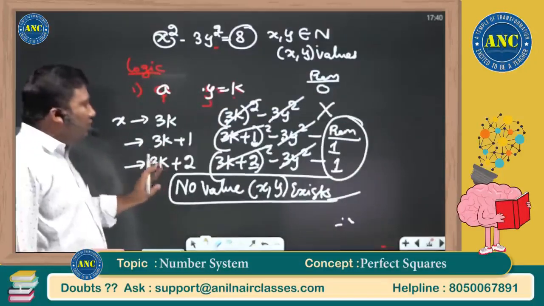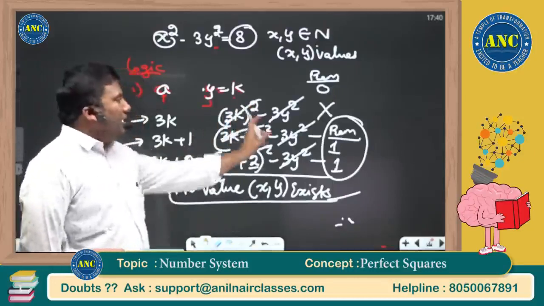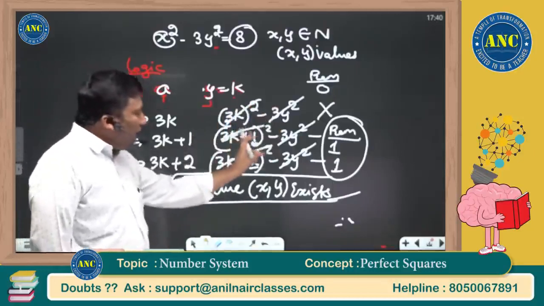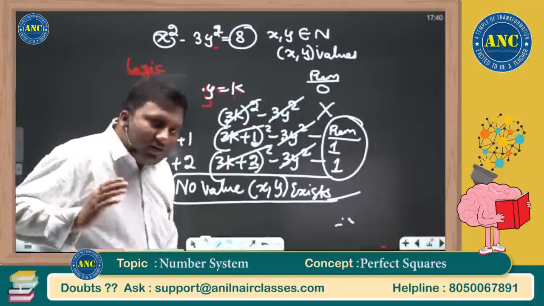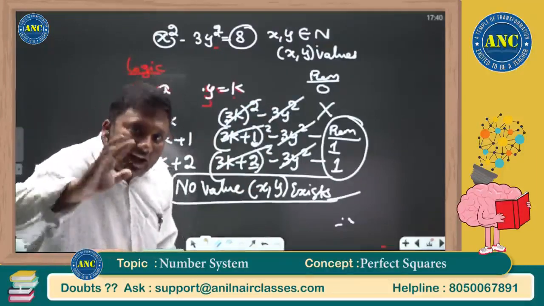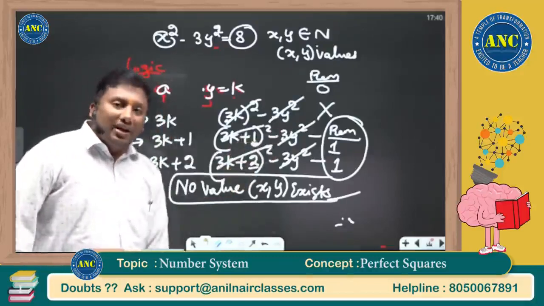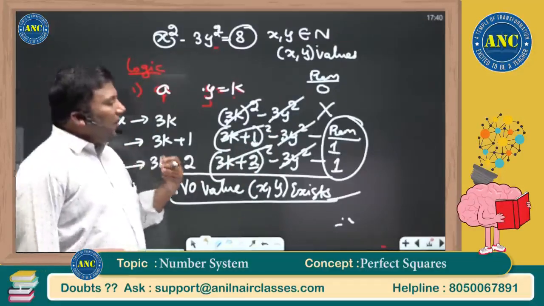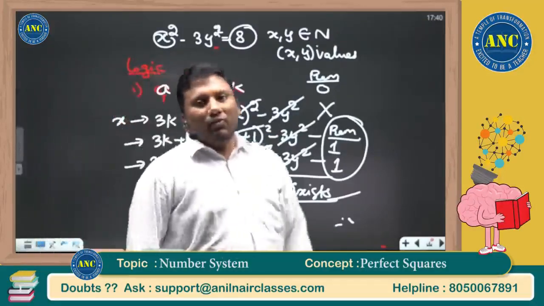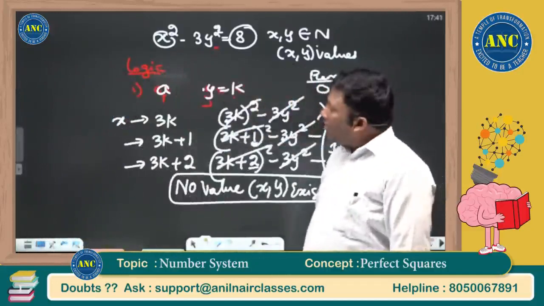3k plus 1 or 3k plus 2 whole square. 3k whole square is divisible by 3, minus 3y square. 3k plus 1 whole square: 3k whole square is divisible by 3, 2 into 3k is divisible by 3, and 1 remains. 4 when divided by 3 gives remainder 1. So on the right hand side, I got either remainder 0 or remainder 1. I hope the logic is clear.